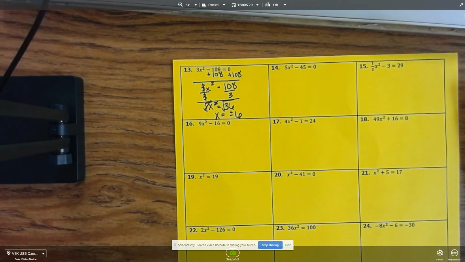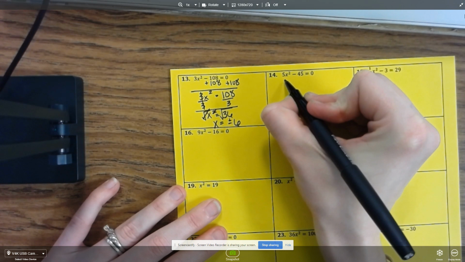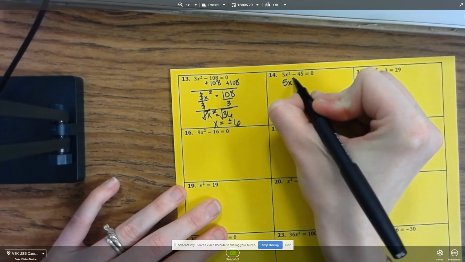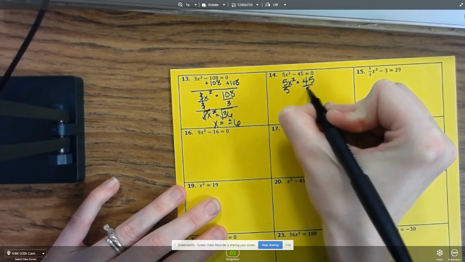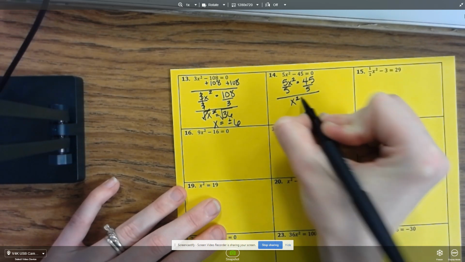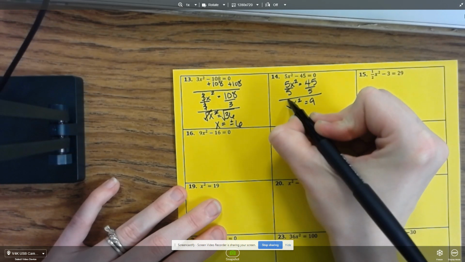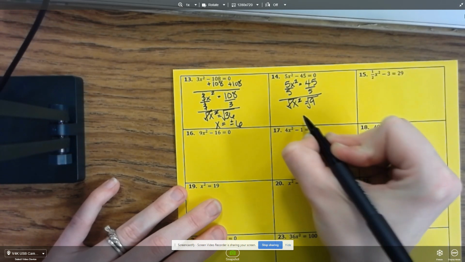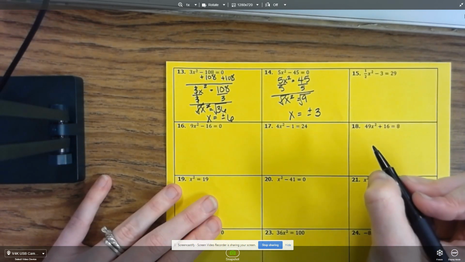So you want x squared by itself. It cannot have a coefficient on it. So here I would have 5x squared equals 45. If I divide both sides by 5, I have x squared equals 9. Then we square root both sides, and I'm left with x equals positive or negative 3.